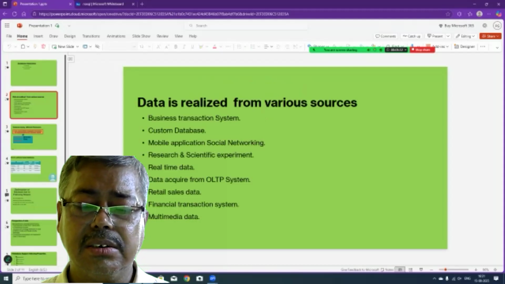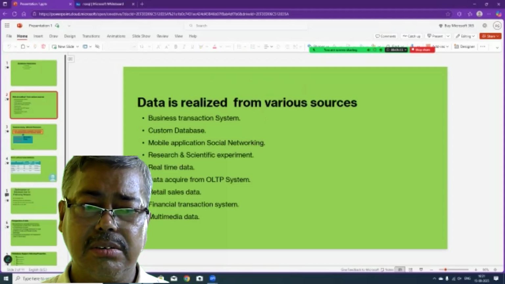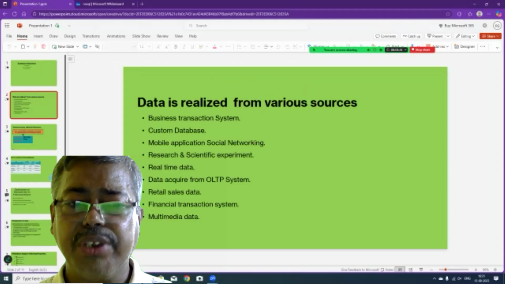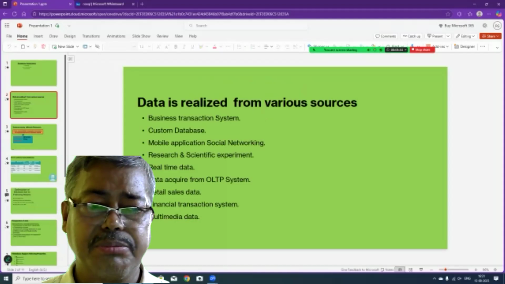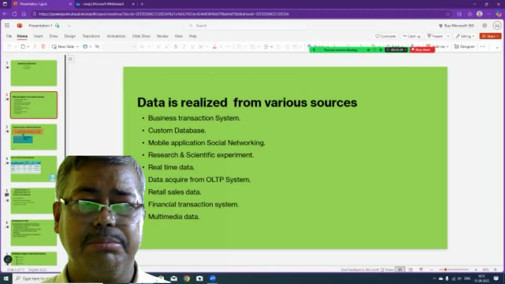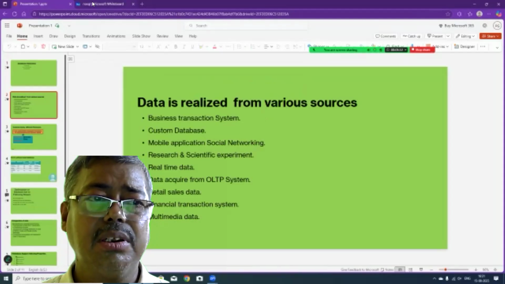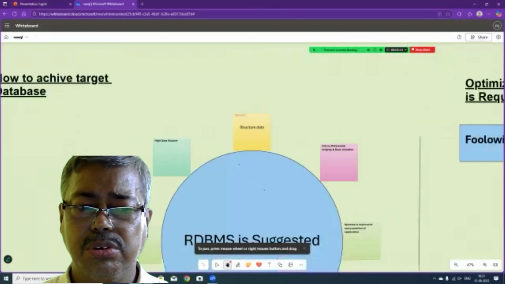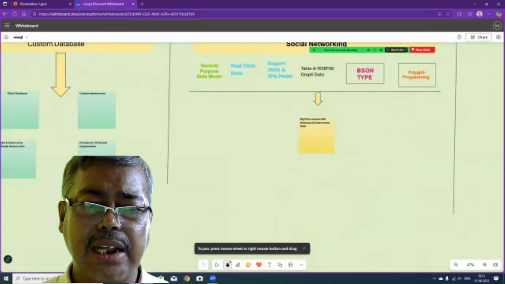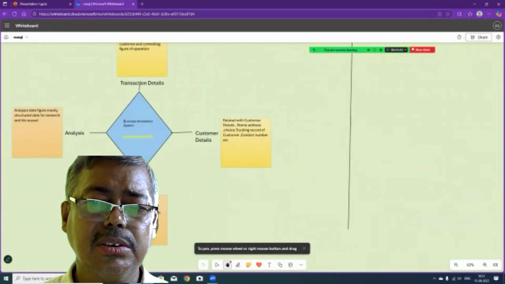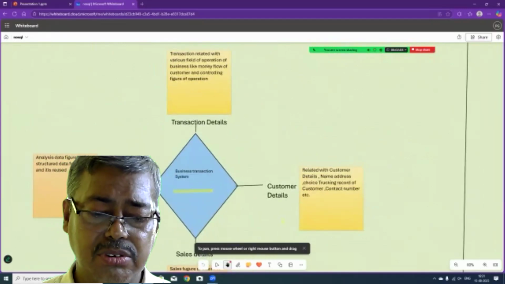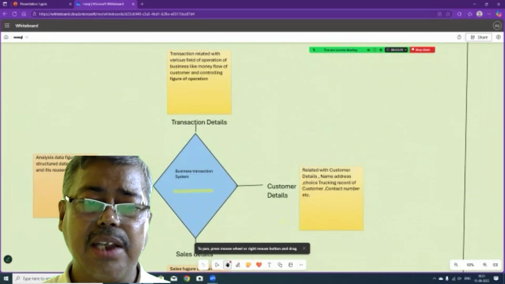So data collection and data character are mostly viewed figures to select the database. Data is coming mainly from the business transaction system, which is a mostly viewed article, and from this point the data comes to our database system. What type of data comes from this point? Two types of data come: structured data and unstructured data.